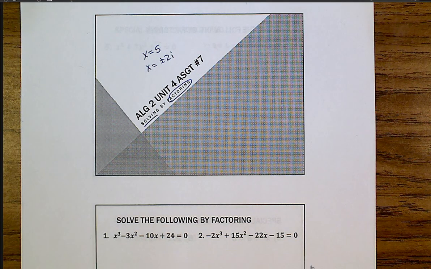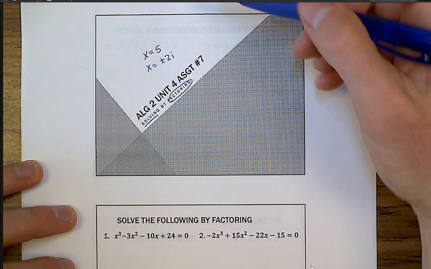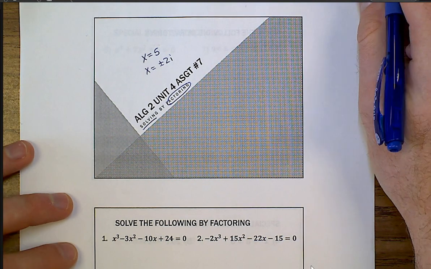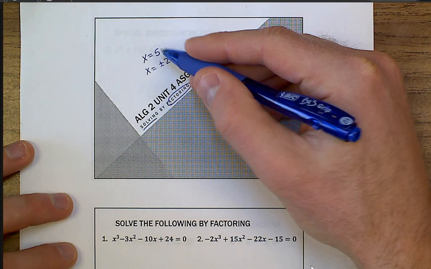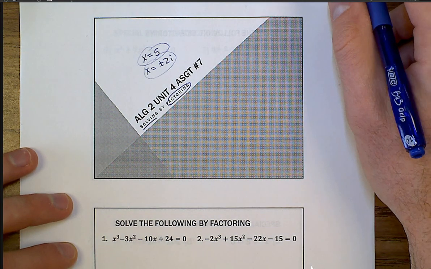We're back at lesson 7 in unit 4. Today we're going to be talking about solving polynomials by factoring. We've been factoring quite a bit this year already, and that's going to continue today. Again, I want to remind you that we're solving today, so we're trying to get answers like x equals 5 or x equals plus or minus 2.